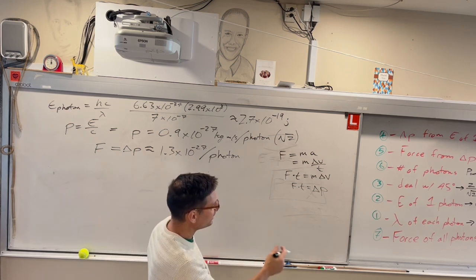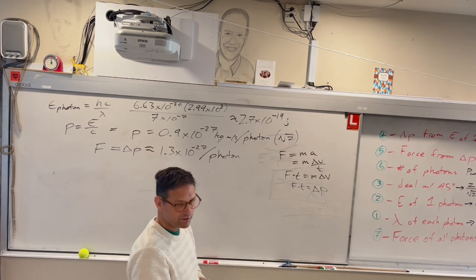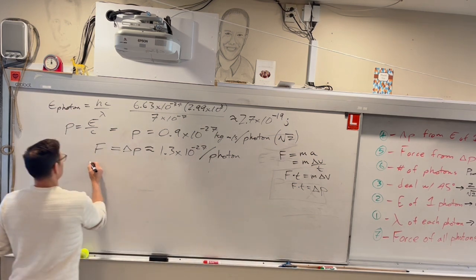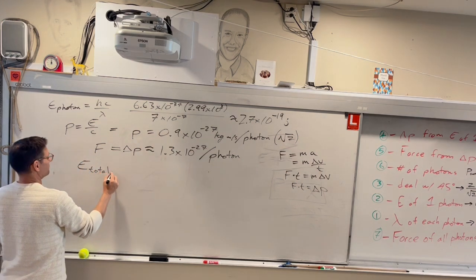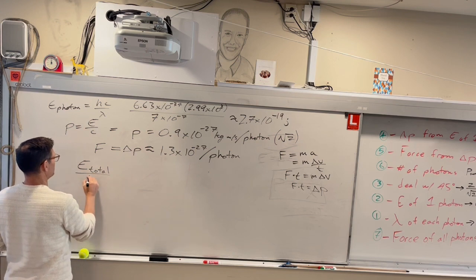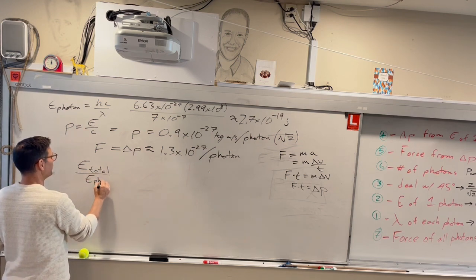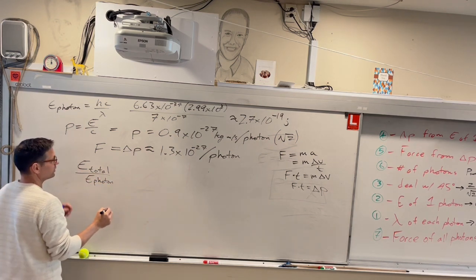Okay, and so now we need our number of photons. How are we going to do that? Divide the total energy, the 5 milliwatts, by the energy of 1 photon. Good, so we're going to do our total energy divided by the energy per photon.